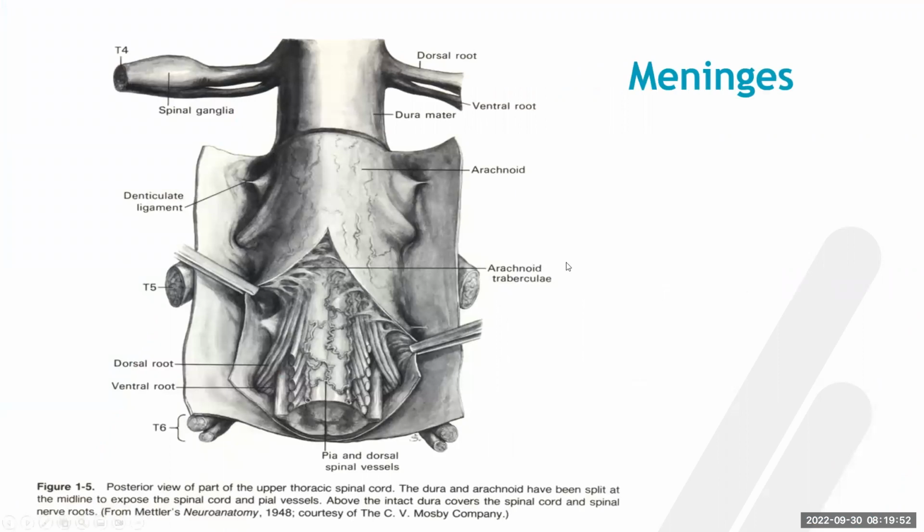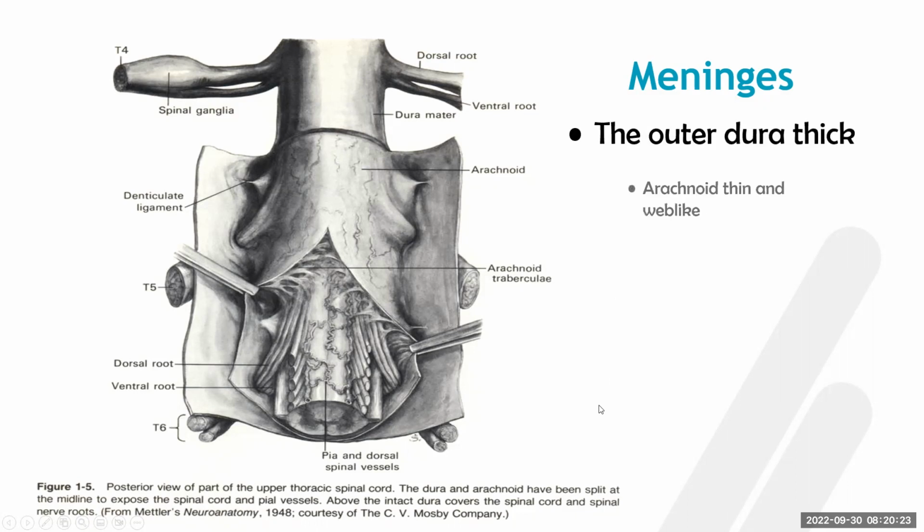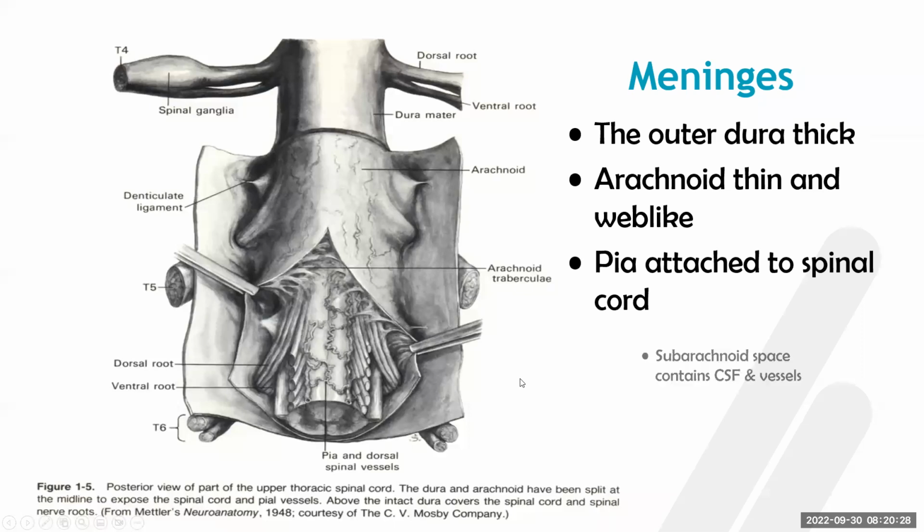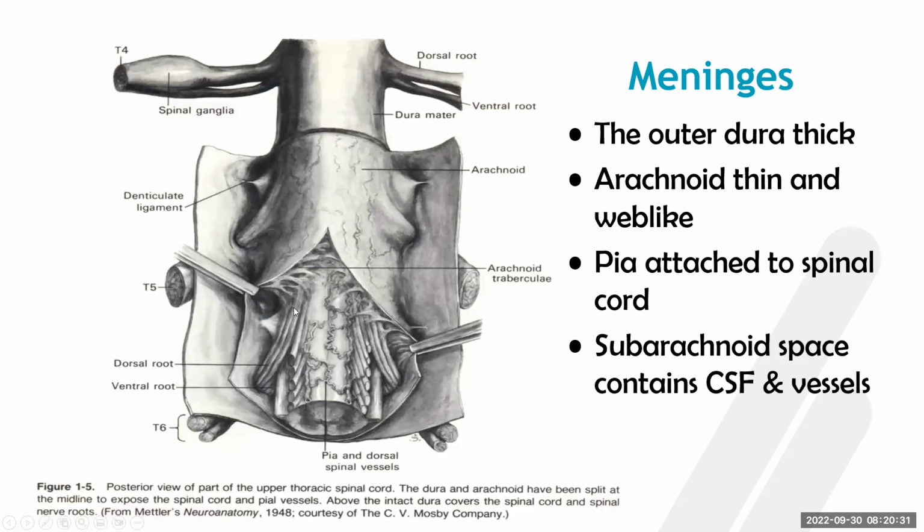Now, as you can see, these are the three meninges. This is the dura mater at the top there, and at this middle part of the section, as you can see, the dura mater is reflected out, and we can see the arachnoid. The dura is thicker, the arachnoid is very thin, and the pia is actually attached to the spinal cord. So the outer dura is thick, the arachnoid is thin and web-like, and the pia is attached to the spinal cord.